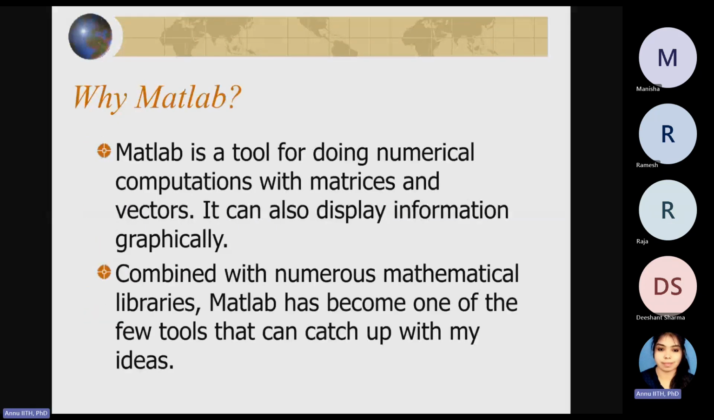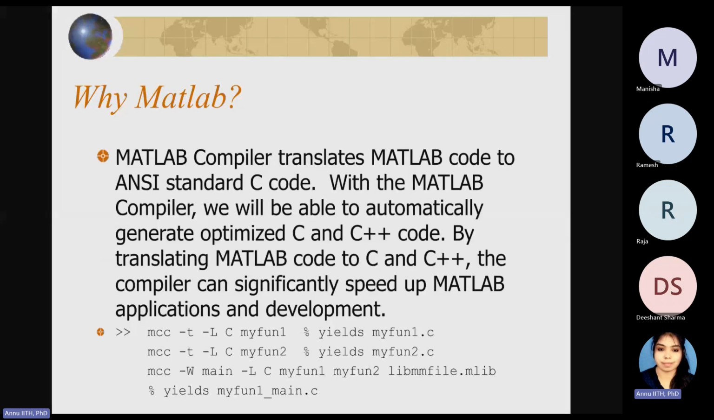So why MATLAB actually? MATLAB is a tool for doing numerical computation with matrices and vectors, and it can also display information graphically. Combined with numerous mathematical libraries, MATLAB has become one of the few tools that can catch up with any ideas. So that's why MATLAB is being used here. The MATLAB compiler translates MATLAB code to ANSI standard C code. With the MATLAB compiler, we will be able to automatically generate optimized C or C++. So you can see why MATLAB is used.